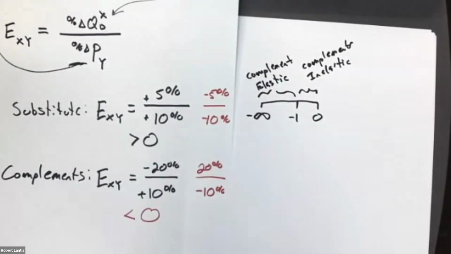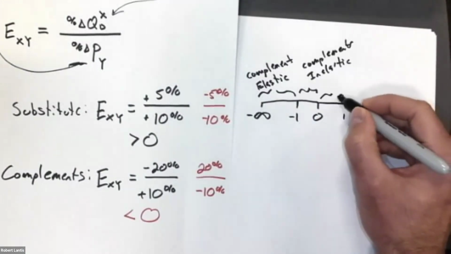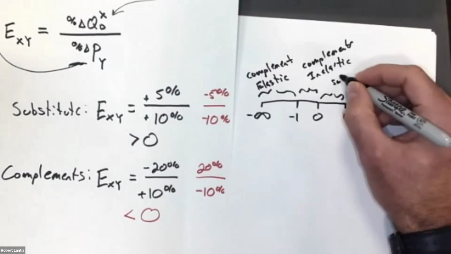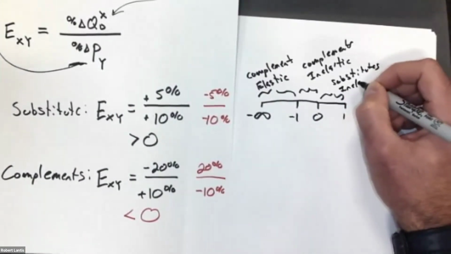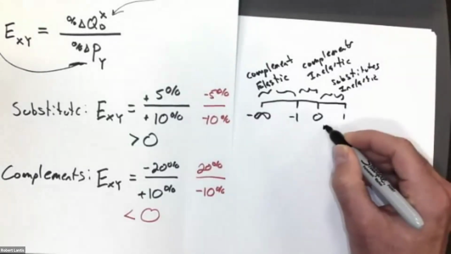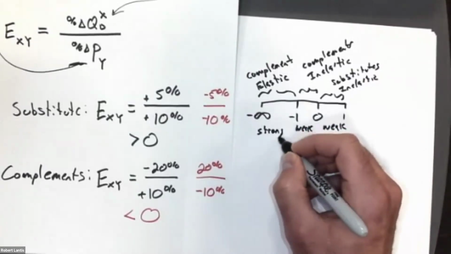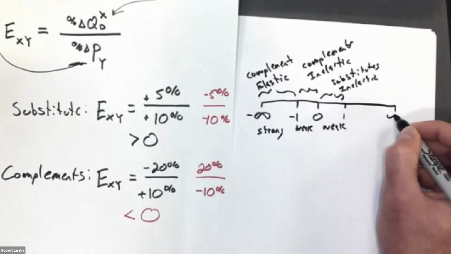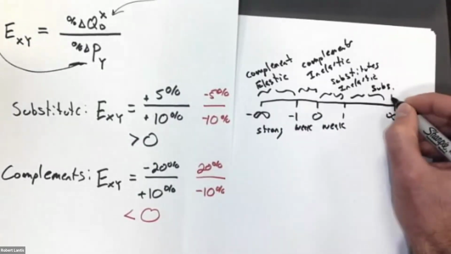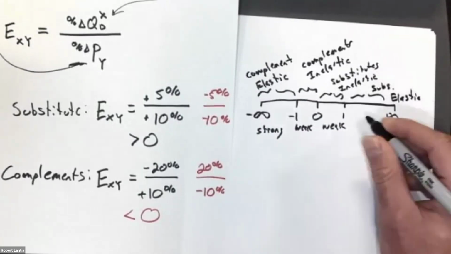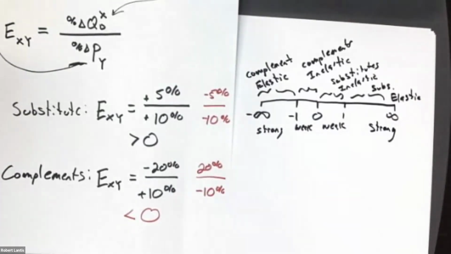Right? And then we have on the other side, anything between 0 and 1. Well, it's positive, so this is telling me that they're substitutes, but it's inelastic. So we can think about these as weak substitutes, weak complements, strong complements, and then anything from 1 to infinity, well, it's positive, so that's telling us they're substitutes. However, that cross price elasticity is elastic, so we think about those as strong substitutes.